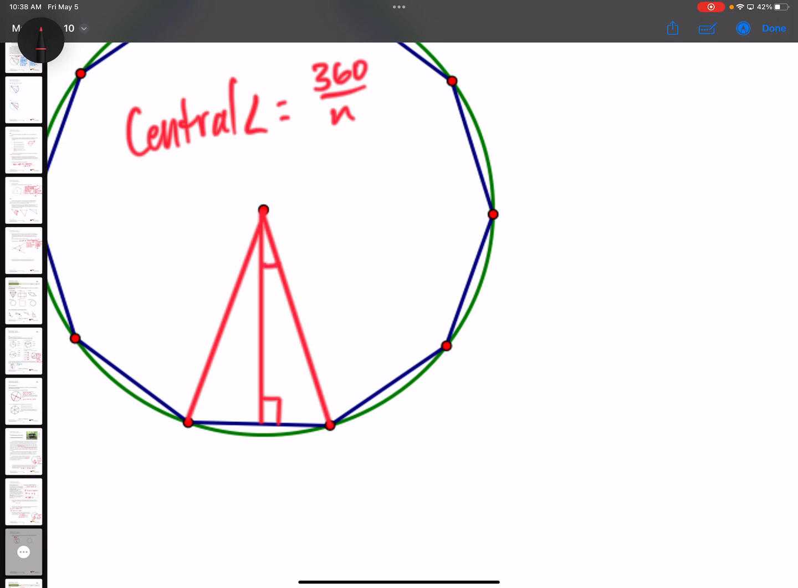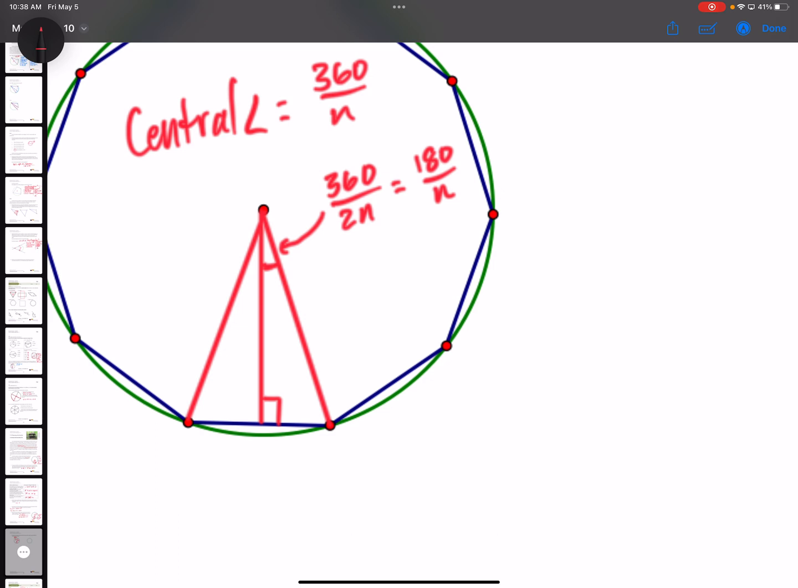So then what was this angle? Central angle divided by 2. Yeah, it was 360 over n divided by 2. So if we are dividing it again by 2, this is 360 over 2n. Can we simplify that? What's 360 divided by 2? 180. So that's just 180 over n, right?